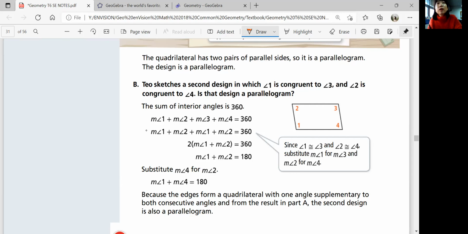you can substitute either way and say either 1 plus 2 is 180 or 1 plus 4 is 180. Substitution works either way. You can substitute 2 with 4 and 4 with 2 because the opposite angles are congruent, right? Because this now has the same condition as part A, you can say that the second design is also a parallelogram. So once you know both opposite angles are congruent, or the consecutive angles are both supplementary to each other, then it's a parallelogram.